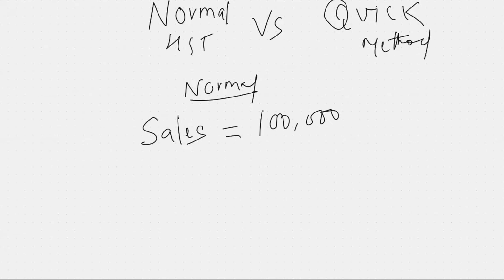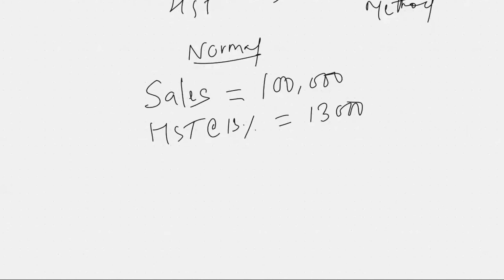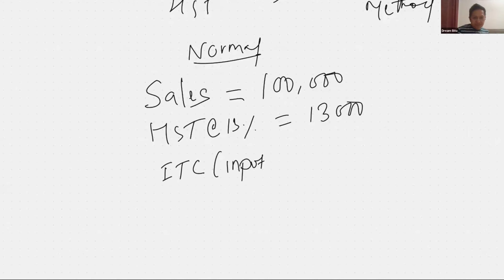I'm only talking about Ontario. So what will be the HST? HST is 13%, right? 13,000. Yeah, so your HST will be 13,000. Again, you will have one thing called ITC. What do you mean by ITC? ITC is input tax credit.